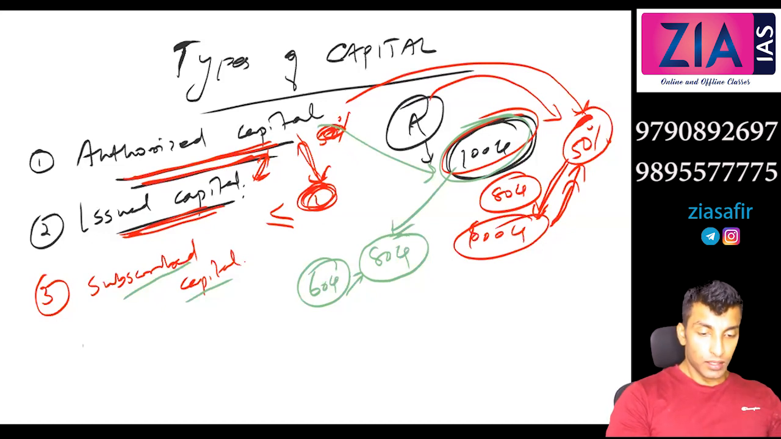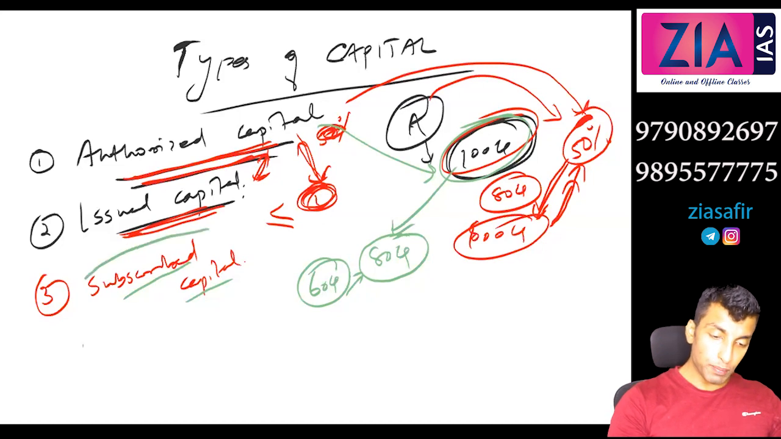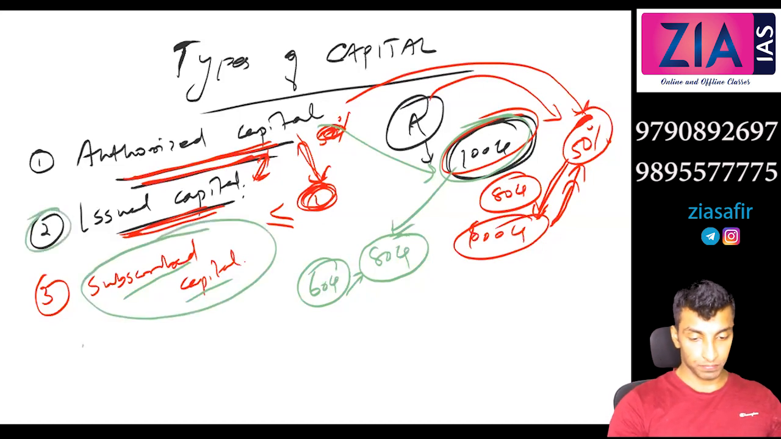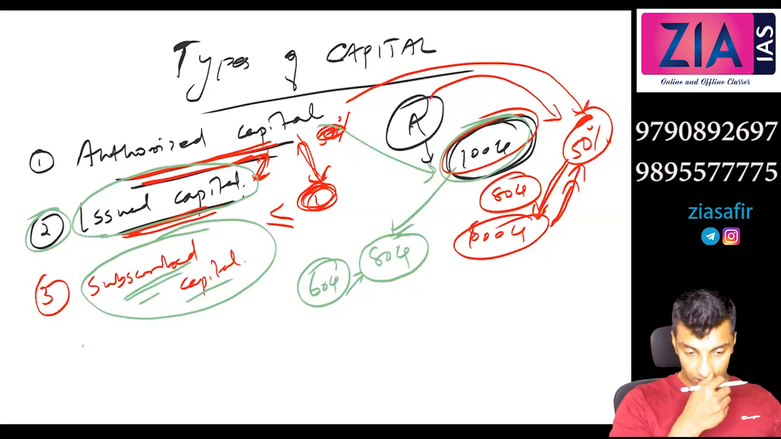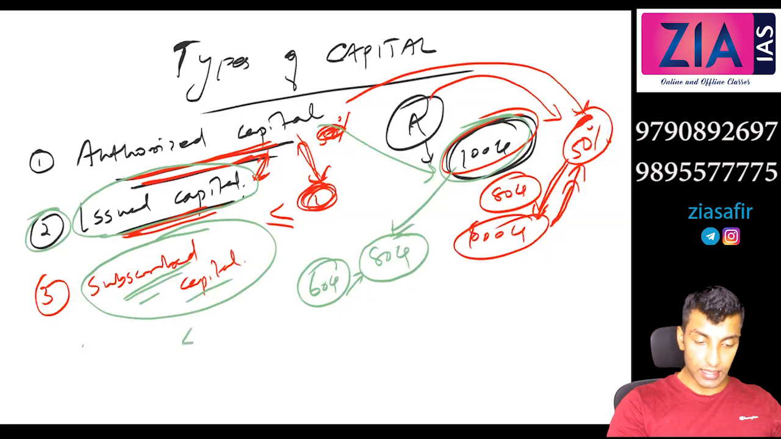Okay. So can this be more than the second one? Subscribed capital, can this be more than the second one? No, that is not possible, right? Whatever the company is issuing, either that much or less than that only gets subscribed. So I can write it is less than or equal to the second one. Because subscribed capital is part of issued capital only. So it will be less than or equal to the second one.